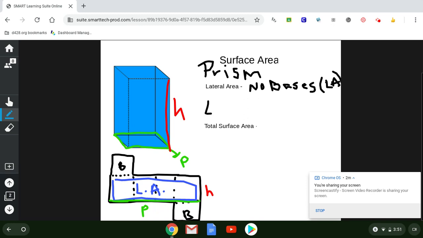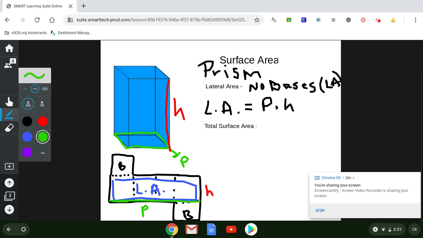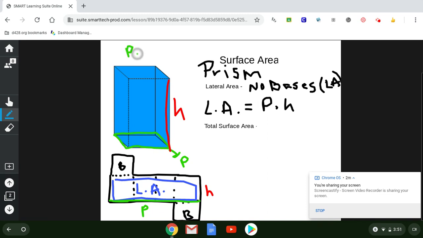The formula for the lateral area equals the perimeter times the height. Okay, so H is height, P is perimeter of the base, so you might want to write that somewhere. I'll do it in green here. P is perimeter of base.